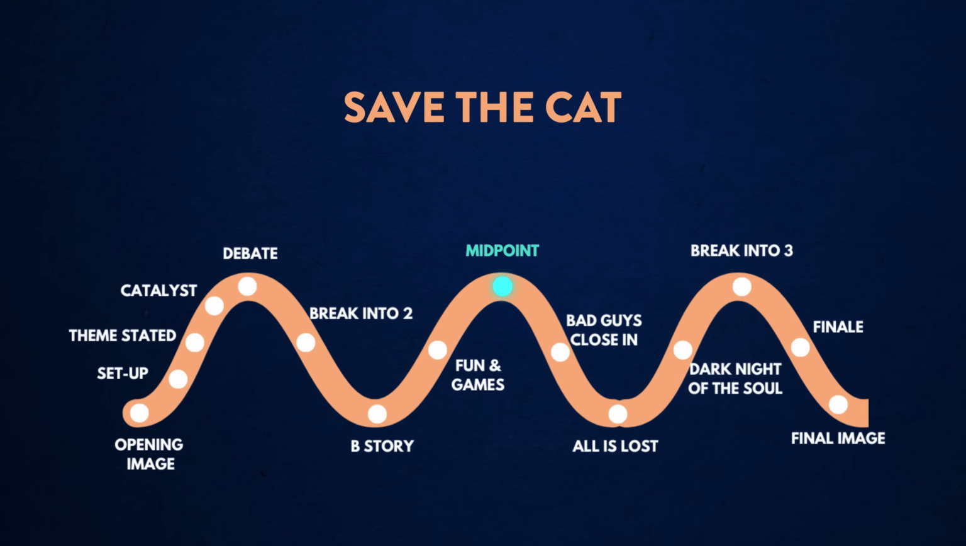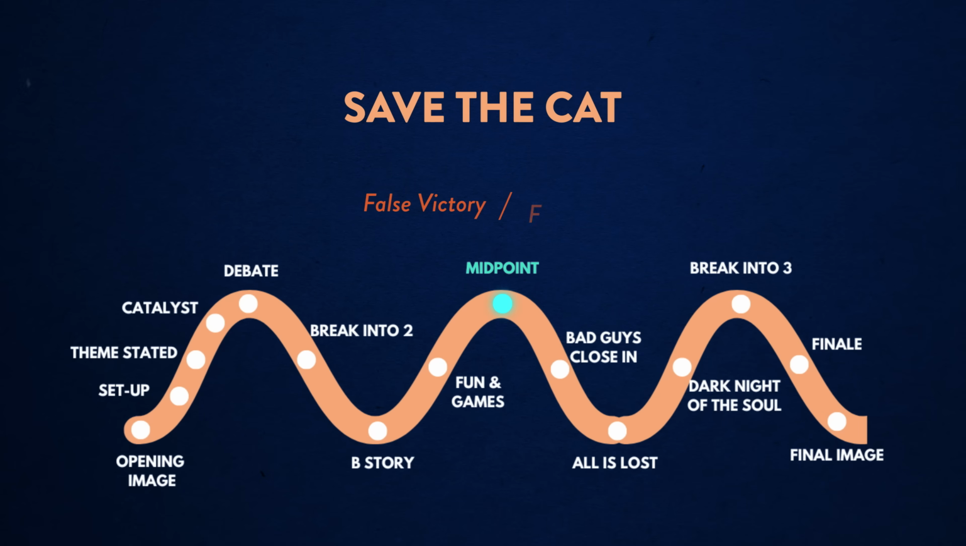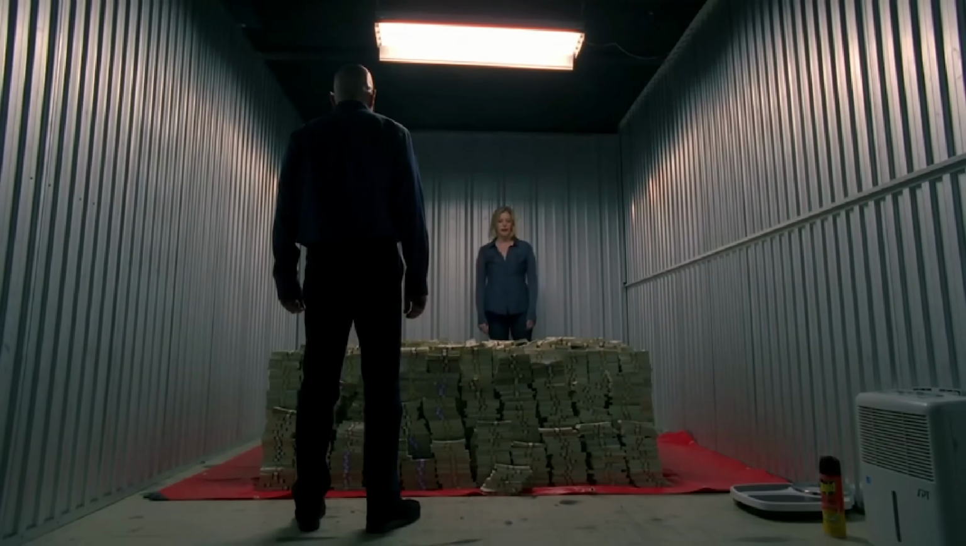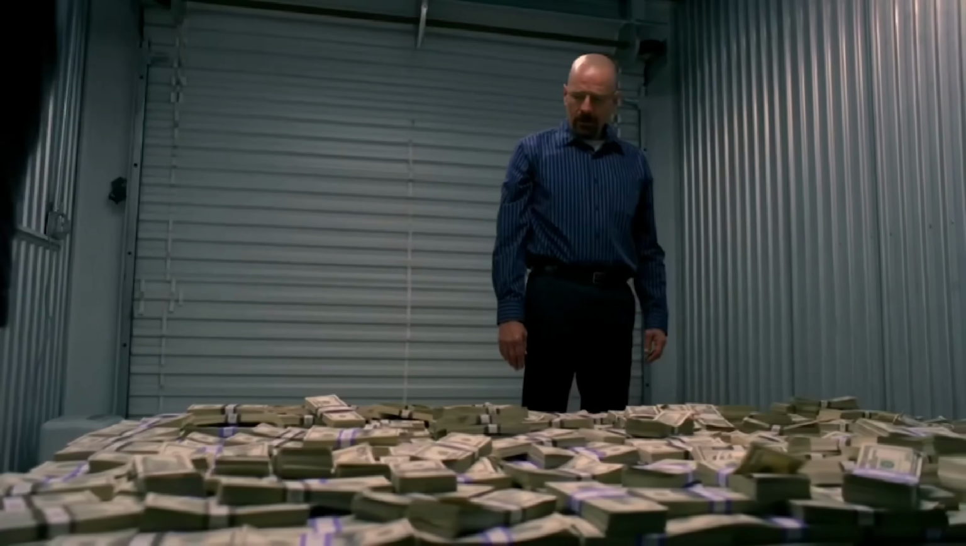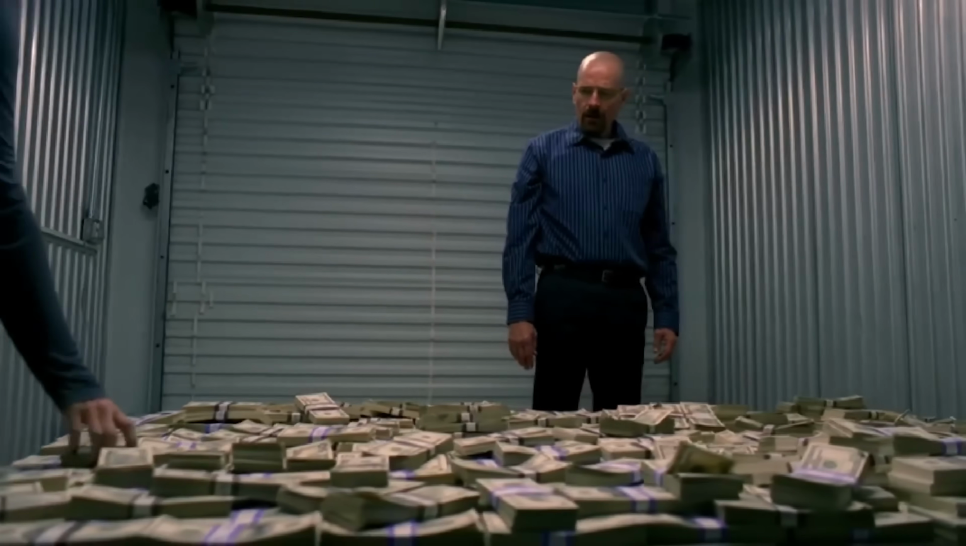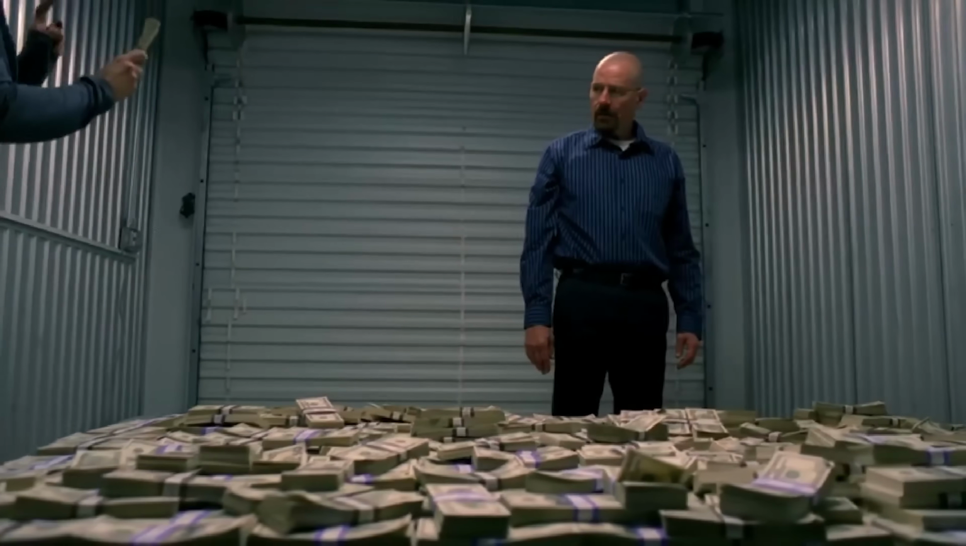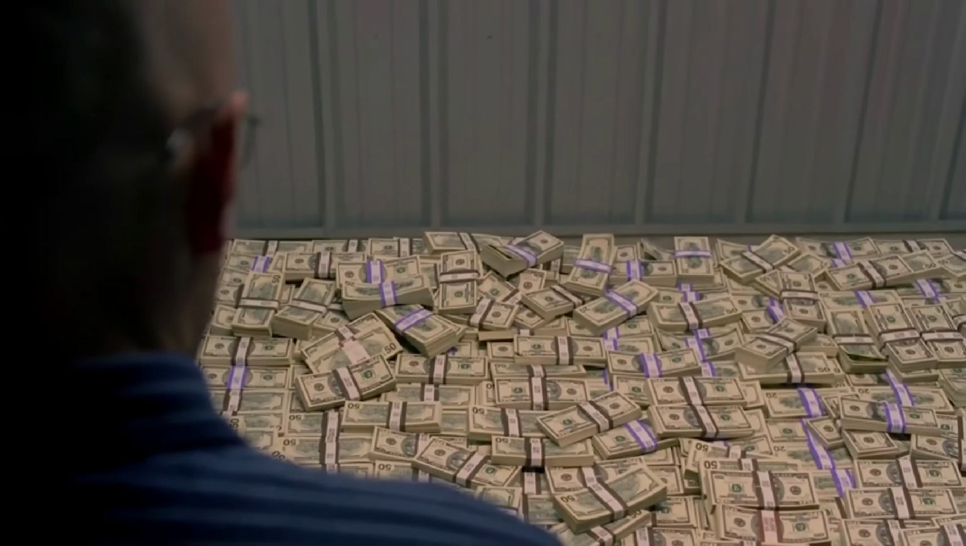In Save the Cat, the midpoint is either a false victory or a false defeat. So a false victory would be like in Breaking Bad, where Walt's standing on that huge pile of money. It looks, for all intents and purposes, like he's truly won, like he's created this billion-dollar industry essentially. But as you know the story, well, it's not a true victory. Things get worse from there.